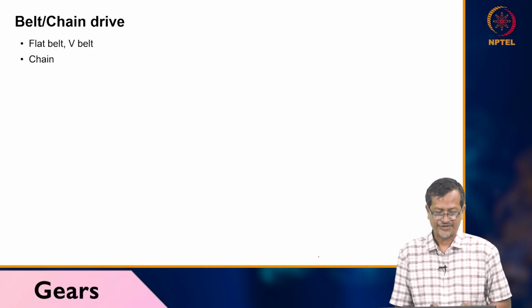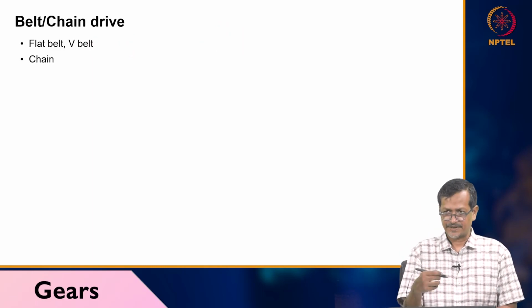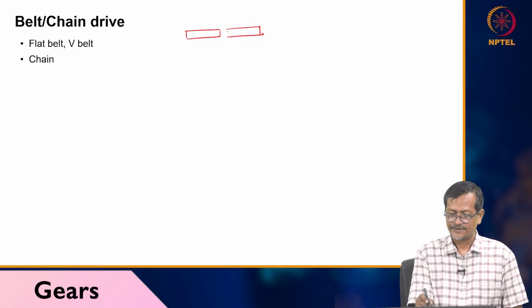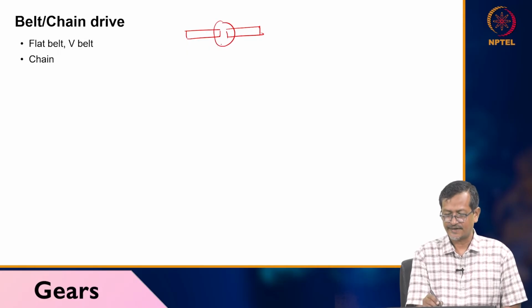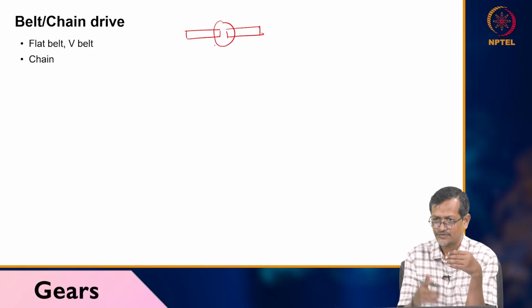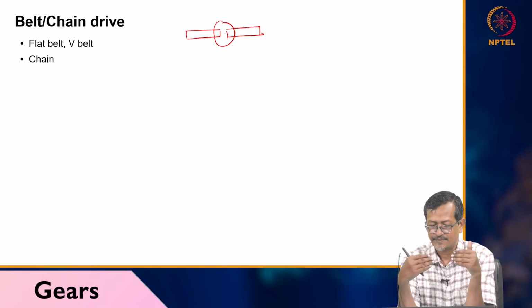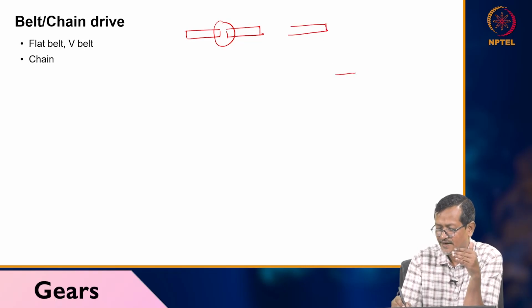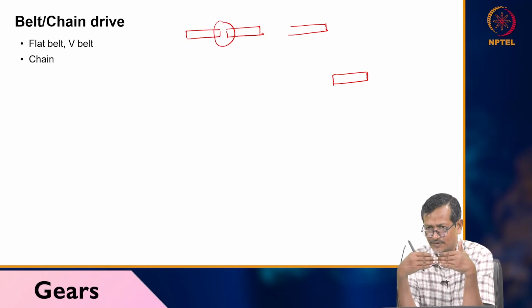So, belt and chain drive. Whenever you're transferring power from one shaft to another shaft, you can have a certain mechanism, like a coupling, where you maintain the same speed. But in some cases you are not maintaining speed, or the shafts can be far away, distant from each other. For example, one shaft is here, another shaft is here, then direct coupling will not work. So in that case you have to use some gearing and other mechanism.